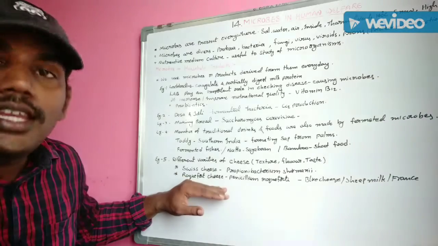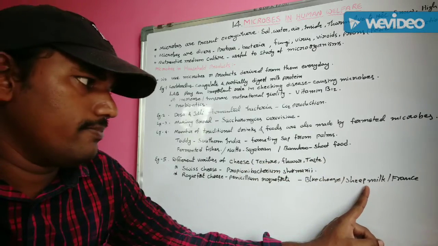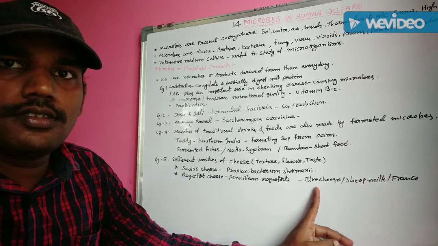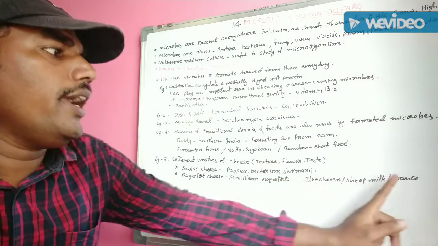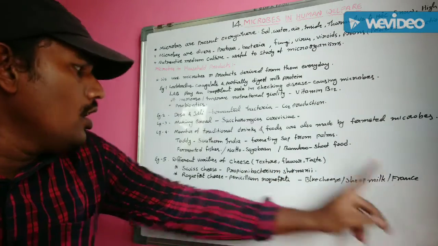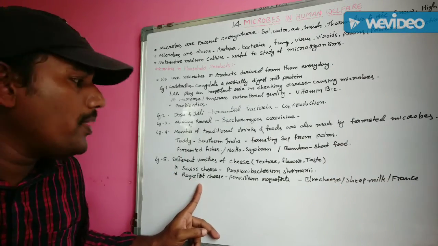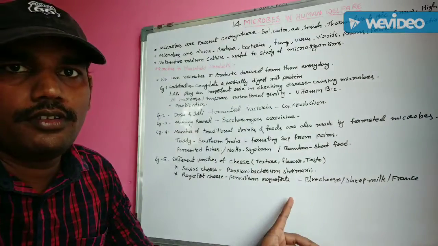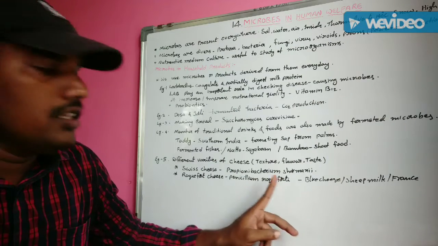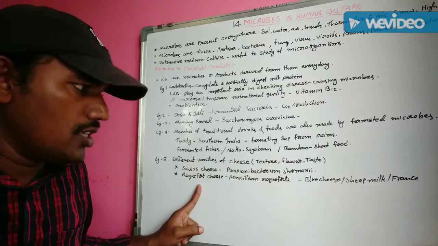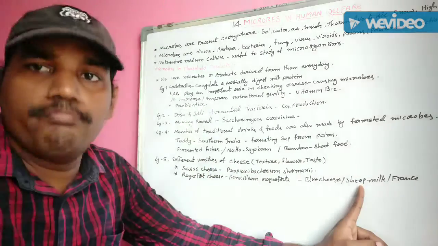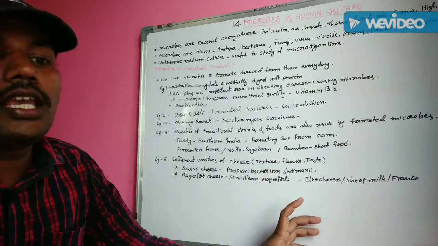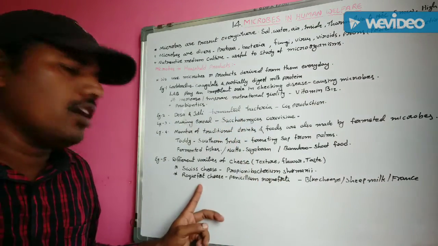The next one, Roquefort cheese. This Roquefort cheese is mainly prepared from sheep milk. It is also known as blue cheese. It is a famous food in France. Understand? This Roquefort cheese is mainly prepared by the fermentation activity of the fungus Penicillium roqueforti. This fungus is utilized for the preparation of Roquefort cheese from sheep milk. Penicillium roqueforti gives the particular flavor of Roquefort cheese.